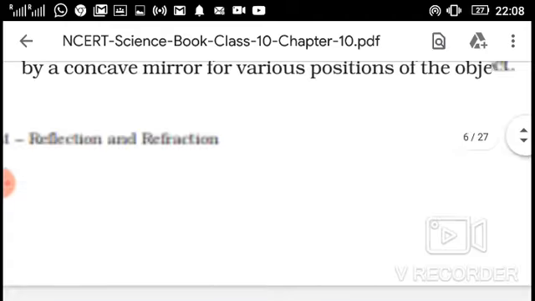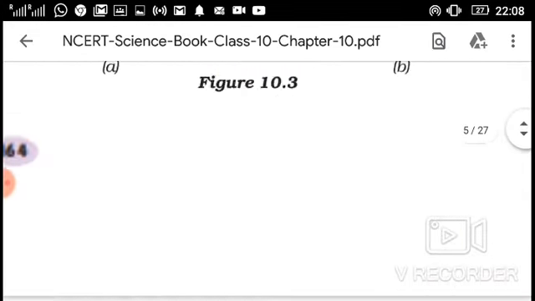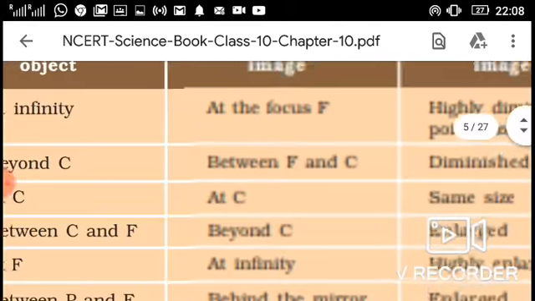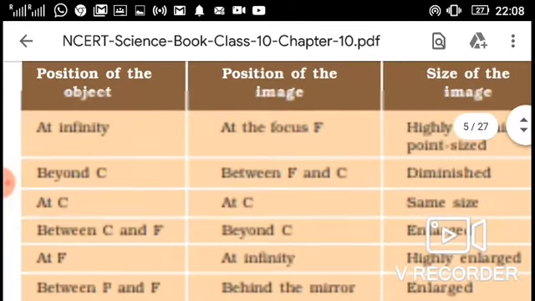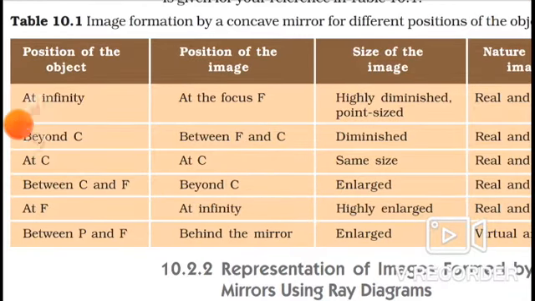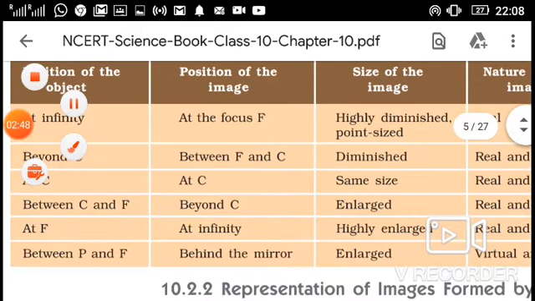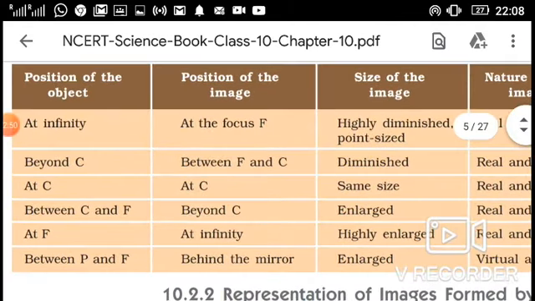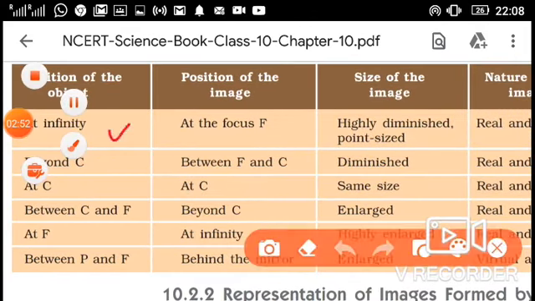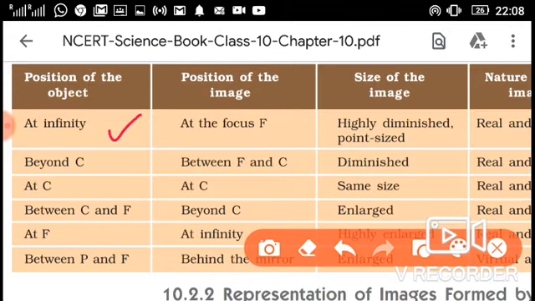I tell you. Wait, first I just show you the table of concave mirror. Okay, this is the table. Now I explain this table. Okay, first you see the position of an object at infinity. You can see the position of an object at infinity. Now we have to find the nature of image. So I draw a diagram.